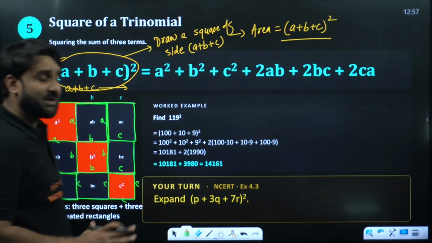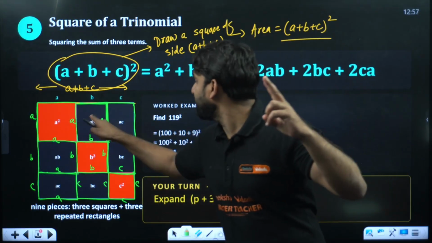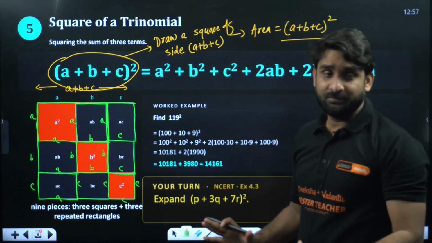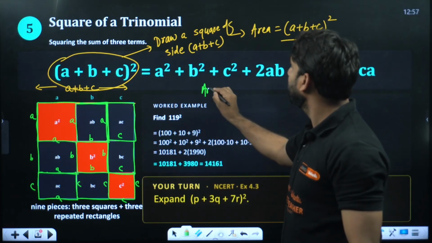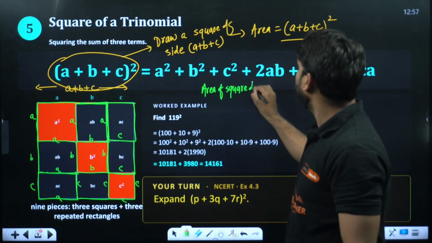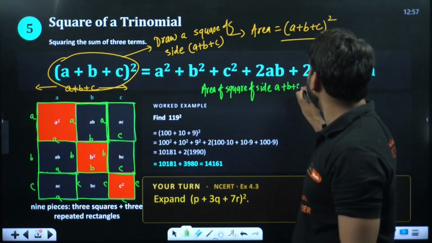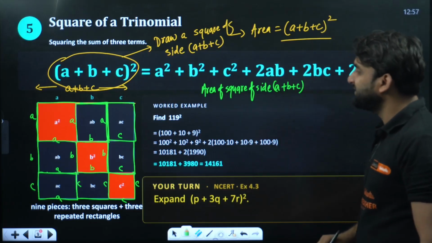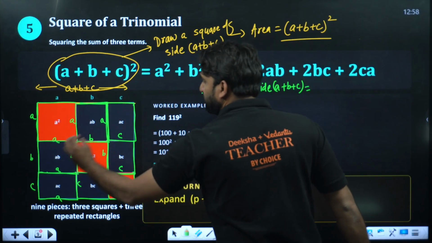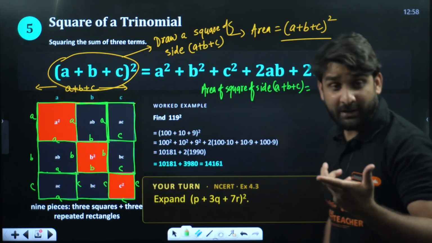So we have distributed the entire square into 9 parts. First, second, third, fourth, fifth, sixth, seventh, eighth. So the area of the bigger square, the area of a square of side A plus B plus C, is equal to what? The area of this plus this plus this plus this plus this plus this plus this plus this. We have to add all the 9 portions.